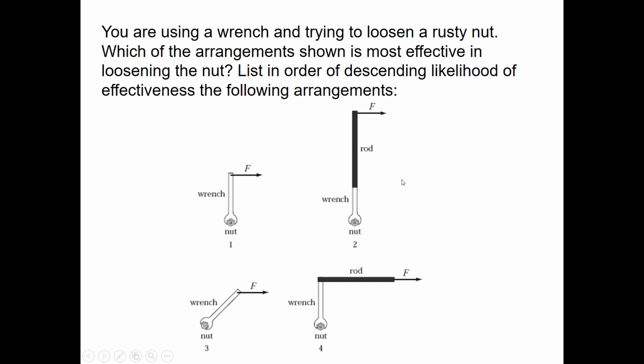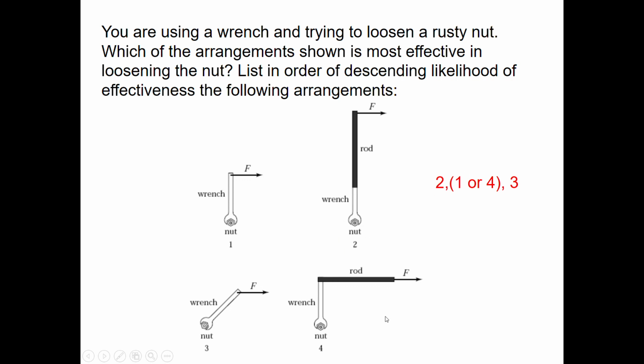Second voting question. You're using a wrench to try to loosen a rusty nut. Which of the arrangements shown is most effective? List them 1, 2, 3, and 4 in order of descending likelihood of effectiveness, so from most effective to least effective. All right, again, I can use the force times the moment arm to envision these. We're using the same force, so we just have to compare the moment arms. In this case, the moment arm is this big distance here, so that one's got a big moment arm. So situation 2 is the most likely.